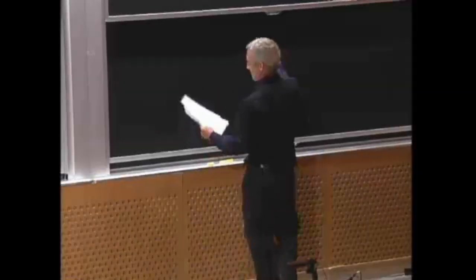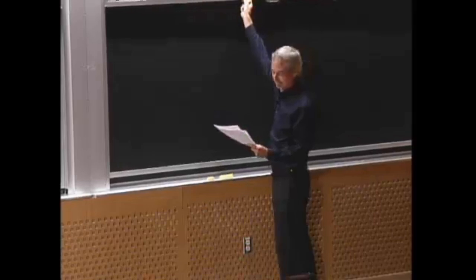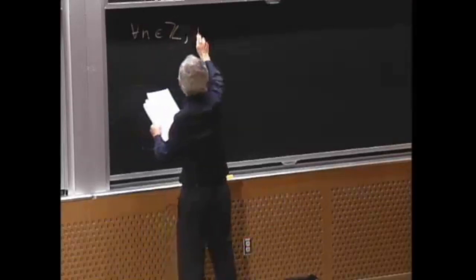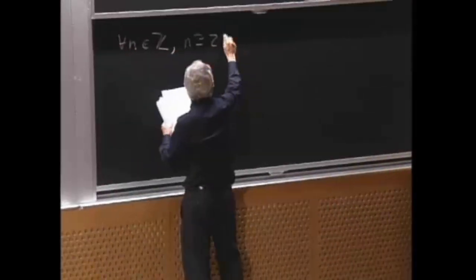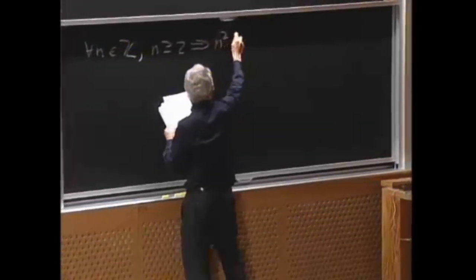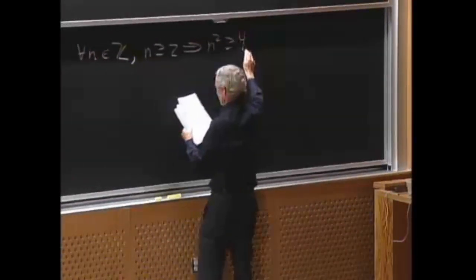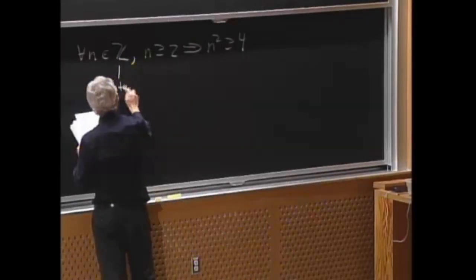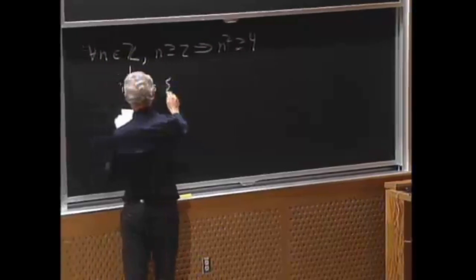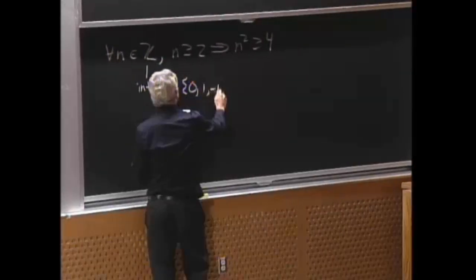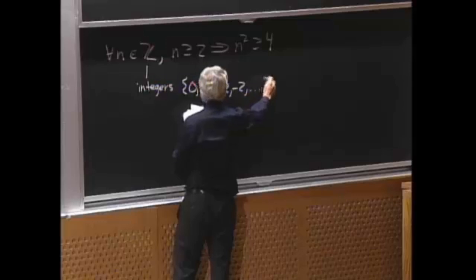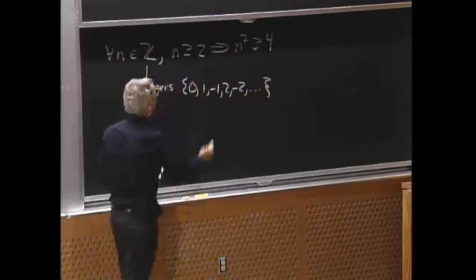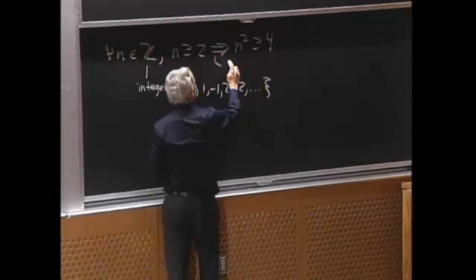All right, let's do a simpler one here. For all n in Z, n greater than or equal to 2 implies n squared greater than or equal to 4. Now Z we use for the integers, and so that would be 0, 1, minus 1, 2, minus 2, and so forth. And this symbol here is implies.